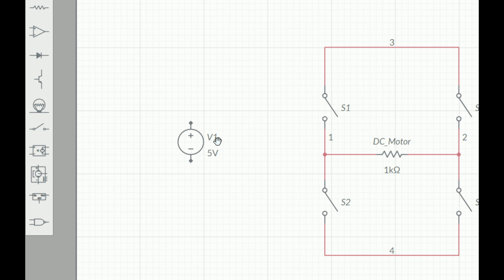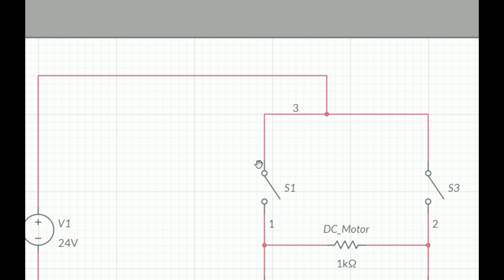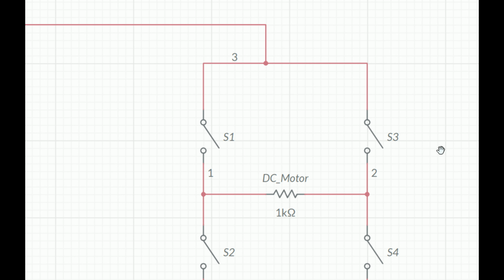Now how do we know how it's going to work? Now see, this is the DC motor. To make the DC motor move, if we give positive at this end and negative at this end, it will start moving in one direction. So that is true. Right now our positive is here and both the switches, S1 and S3, are open. This means the motor will not get any positive, and from the bottom side we have the negative.